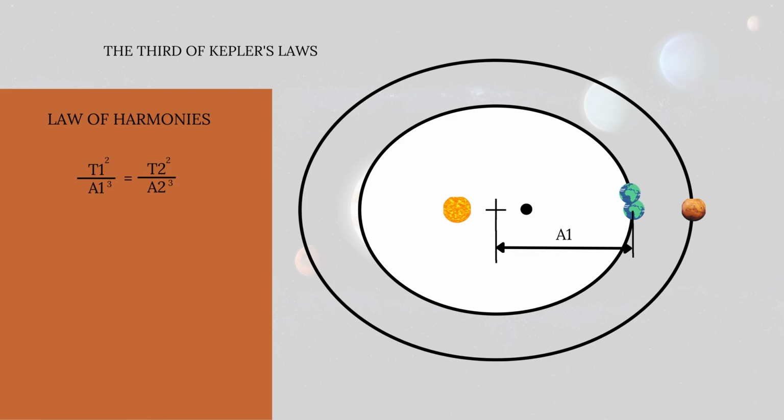So, if we know how long it takes for a planet to orbit the Sun, we can find out the average distance of the planet from the Sun, and vice versa. This relationship holds true for all the planets in our solar system. For example, Earth's orbital period is 1 year, and its semi-major axis, or average distance to the Sun, is 1 astronomical unit, or AU. If we take a planet like Mars, its orbital period is about 1.88 Earth years.